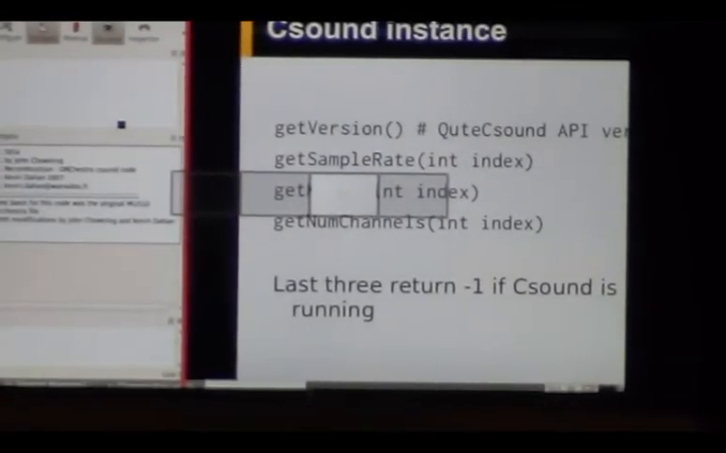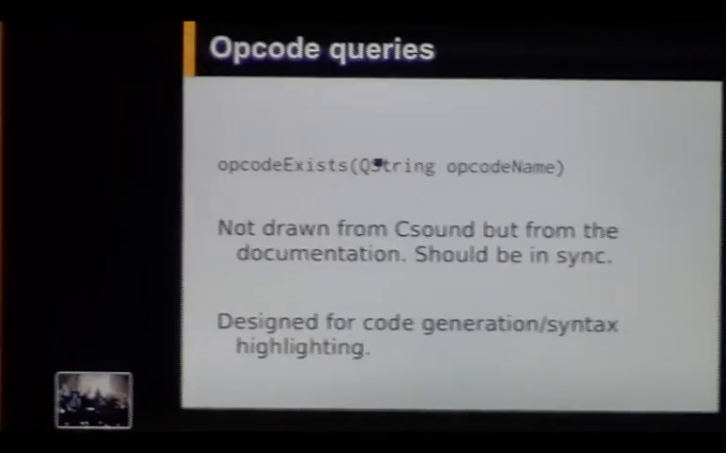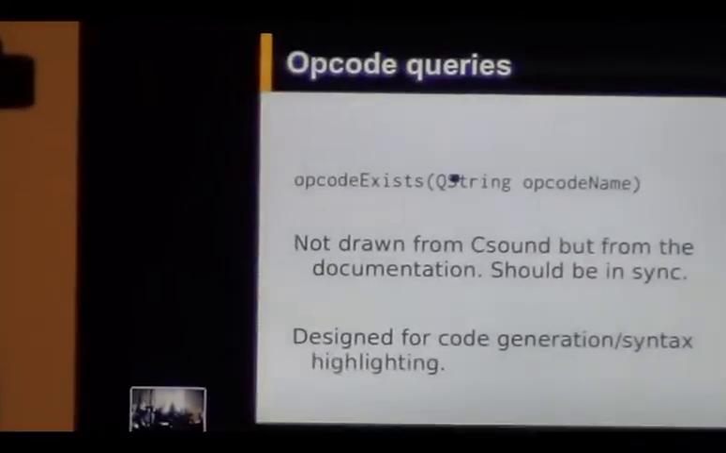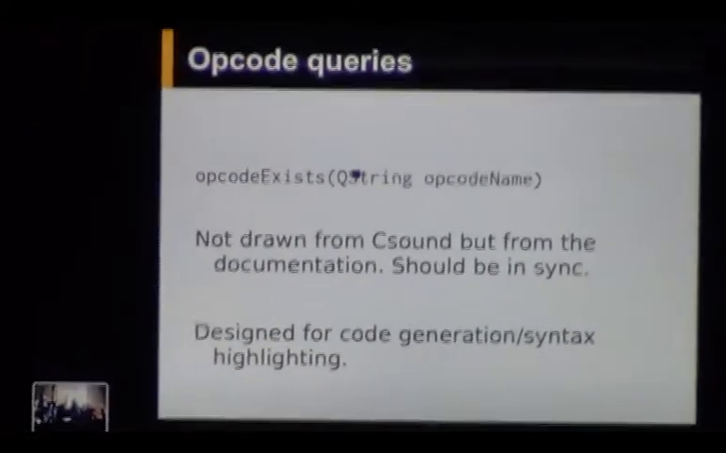You can also check if an opcode exists. And although this is not drawn from csound, but from the documentation, they're probably in sync or very close. And it's designed more for code generation and syntax highlighting or syntax transformations or whatever, for, say, code organization or things like that. So let's stop that one. And let's check if an opcode exists. It does, but oscillator doesn't.